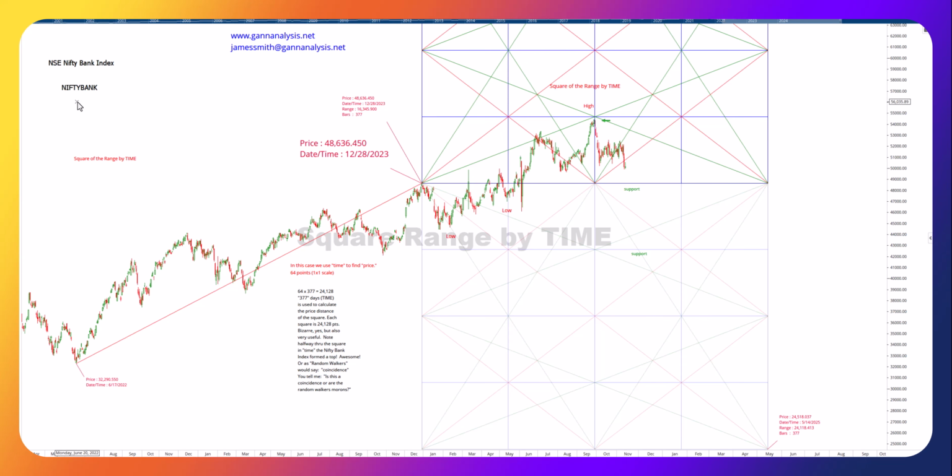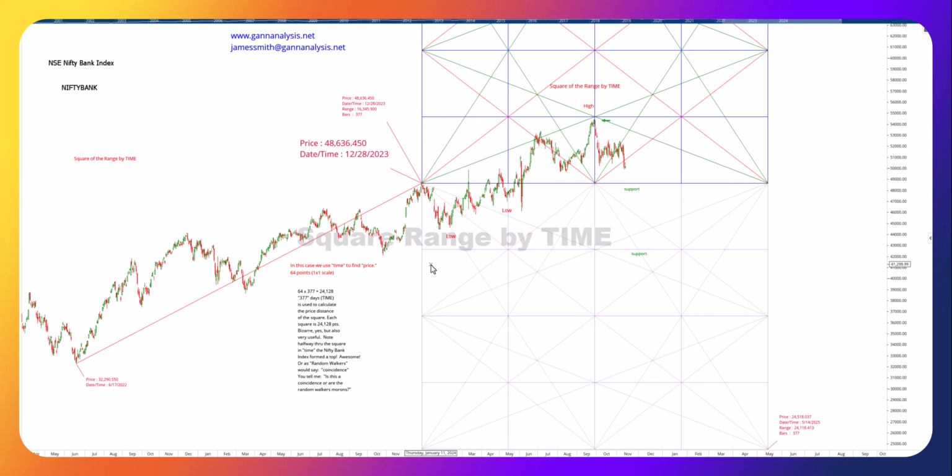And I want to show you the square of the range by time today, because normally you square it by price. You take the range in price to establish the range in time. So you know there's an X and Y axis, and you need both in order to have a chart. So for that reason, in order to make the square, you're looking at this. This is the square here, going down.